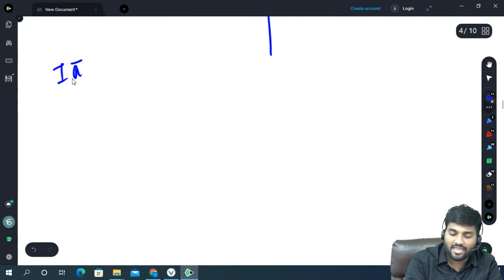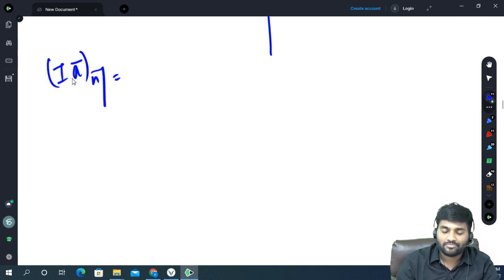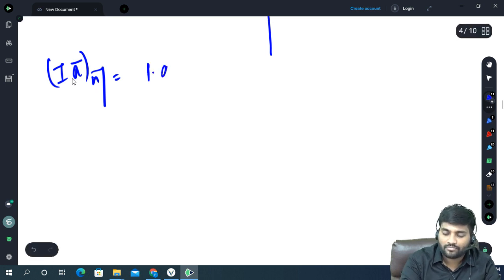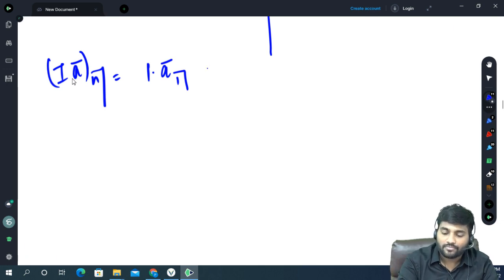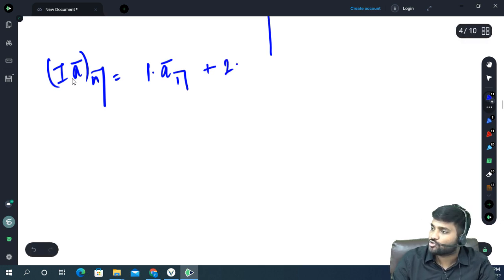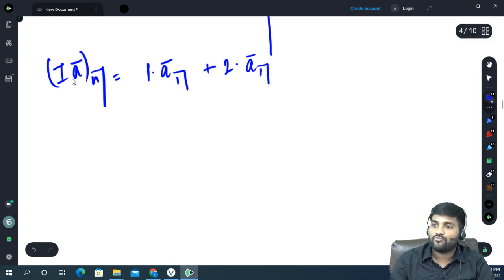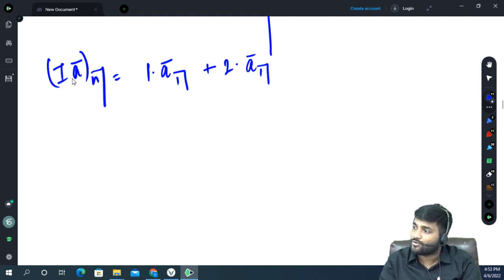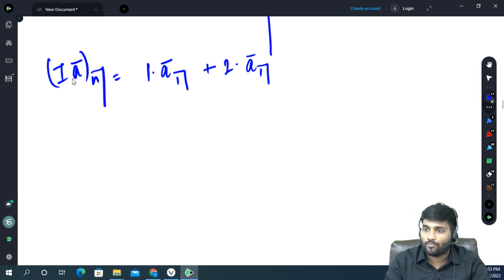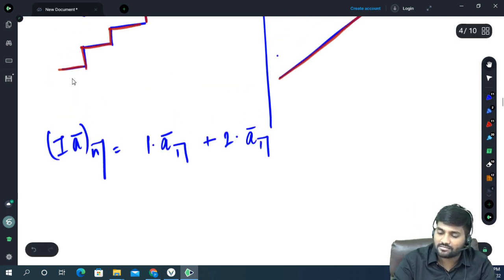First, (Ia) bar n. So what do you mean by (Ia) bar n? Let's say suppose in the first year the payment is 1, but it will be paid continuously. So ā bar 1. In the second year the payment is 2, but it will be paid continuously. So when we do 2 ā bar 1, the present value comes at time 1 only. And from time 1, we need to pull it back to time 0. So it is like this.